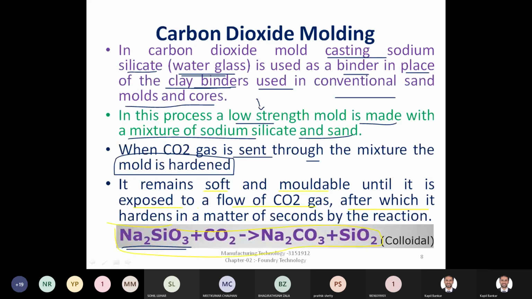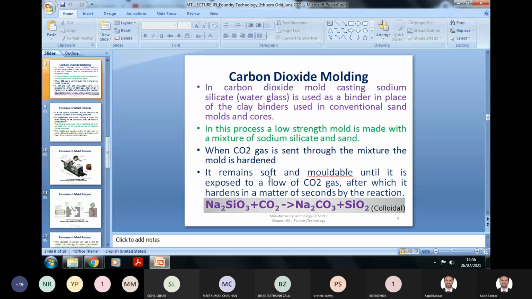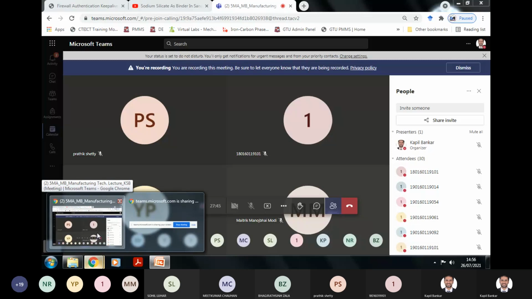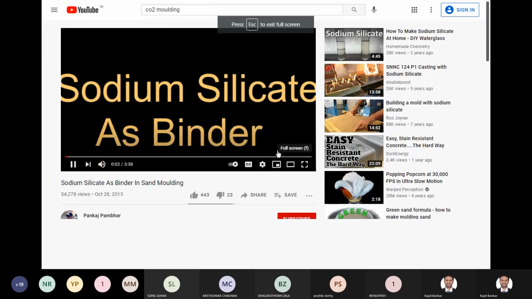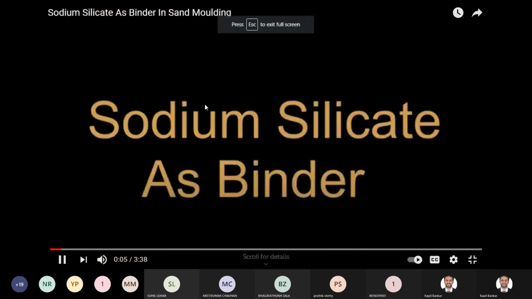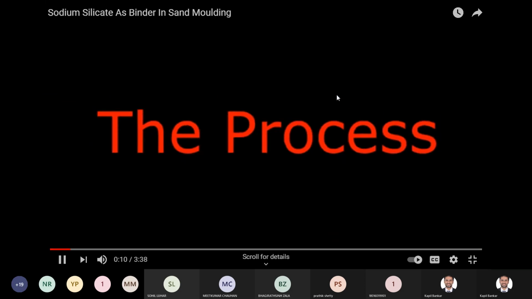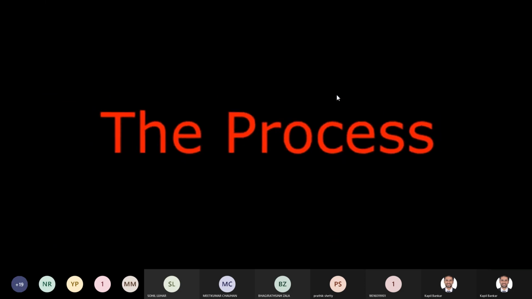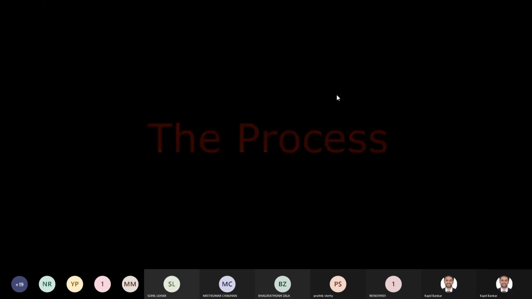Got it? This is the carbon dioxide process. Now see the same process in this video. You can find out how to create a mold and how to apply the CO2 gas.